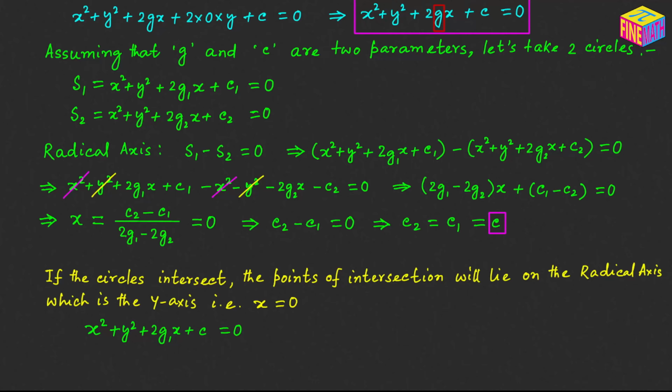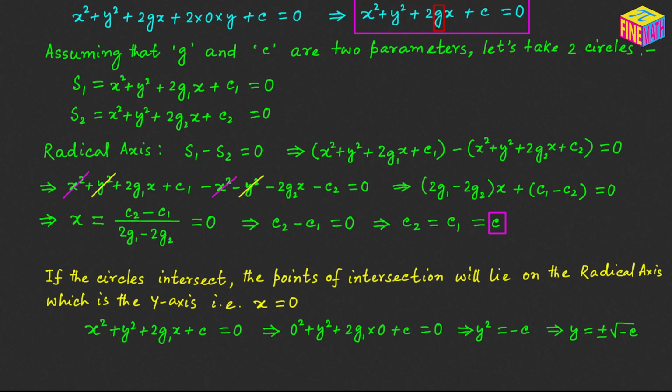x equals 0, because here we assumed that the circles intersect each other, and if that is the case, the points of intersection will lie on the y-axis, which is assumed to be the radical axis for this system. So this equation of one circle of that family should satisfy x equals 0. So we can plug in x as 0 in this equation, and we get y squared equals negative c, and from there we can say y can be written as plus or minus square root of negative c.